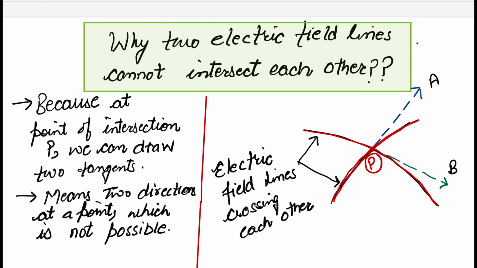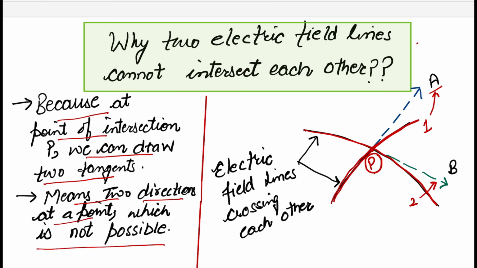If you draw the tangent, then one tangent can be in direction A for the first field line, and for the second field line the tangent will be this one, right? So at the particular point P, it has two directions, which is not possible. Because at the point of intersection we can draw two tangents, meaning two directions at a point, which is not possible. That's why electric field lines cannot intersect each other.